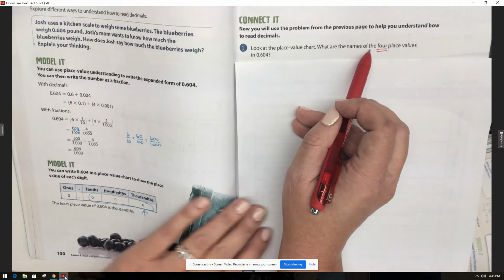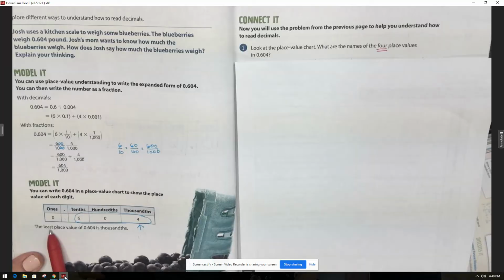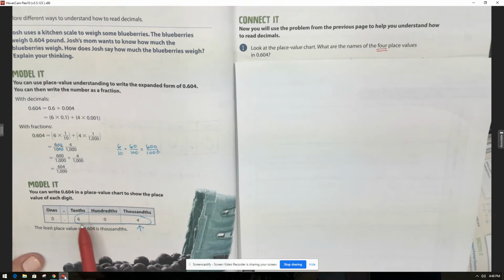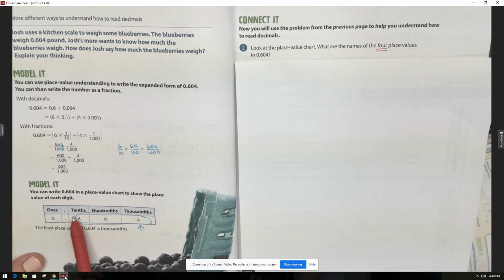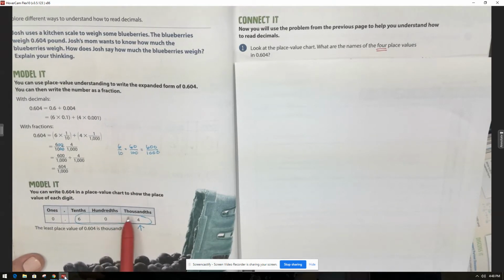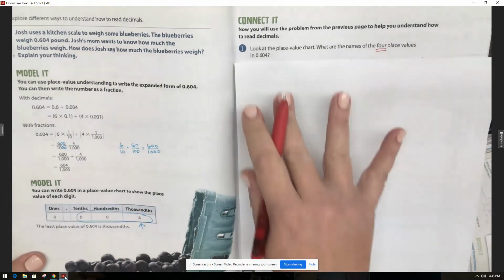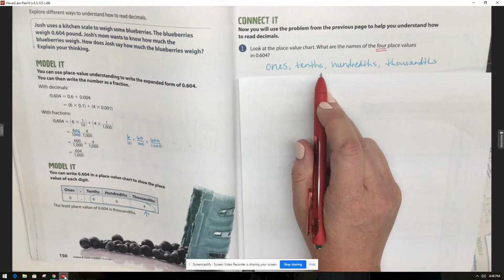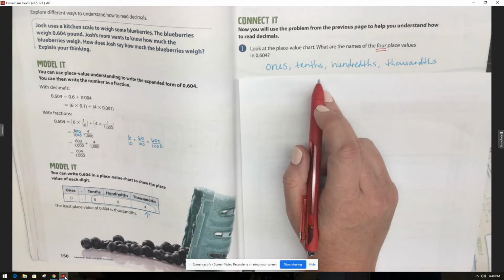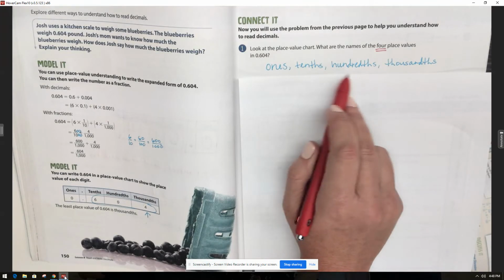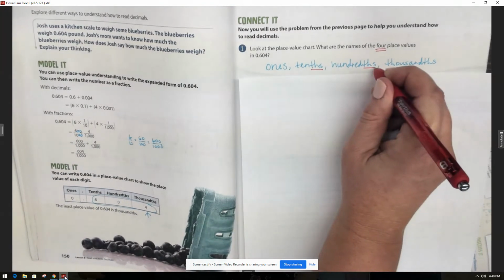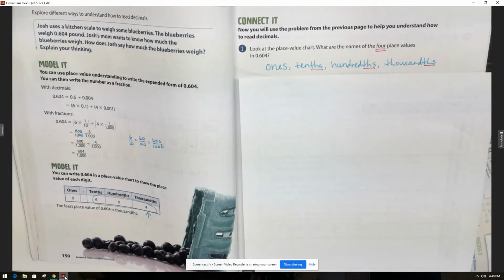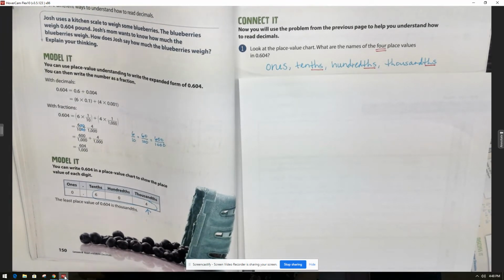So the names of the 4 place values are our ones, our tens, our tenths. See, even I catch myself. Our ones, our tenths, our hundredths, and our thousandths. So you can go ahead and write all of that down. Ones, tenths, and remember, I like to underline the THS so that we remember to write it because that is very important because that tells us it's a decimal, it's a part of a whole. It's not a whole.